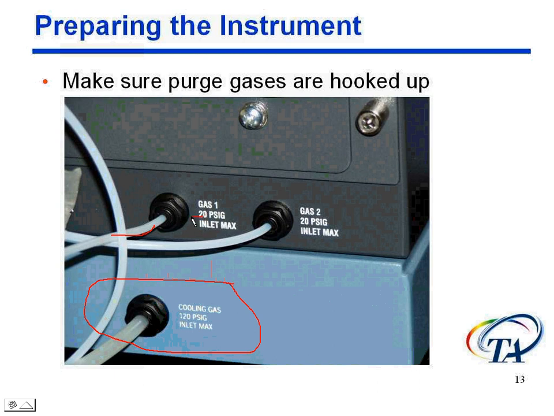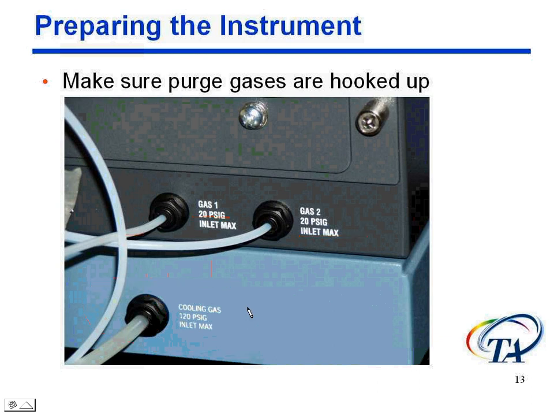And notice here, 20 psi inlet max. That really should say 20 psi, because you really want that coming in there at 20 psi so the mass flow controller will control the flow properly. Now the cooling gas down here, that is 120 psi max, but it needs to be between 15 and 120 psi to get proper cooling.